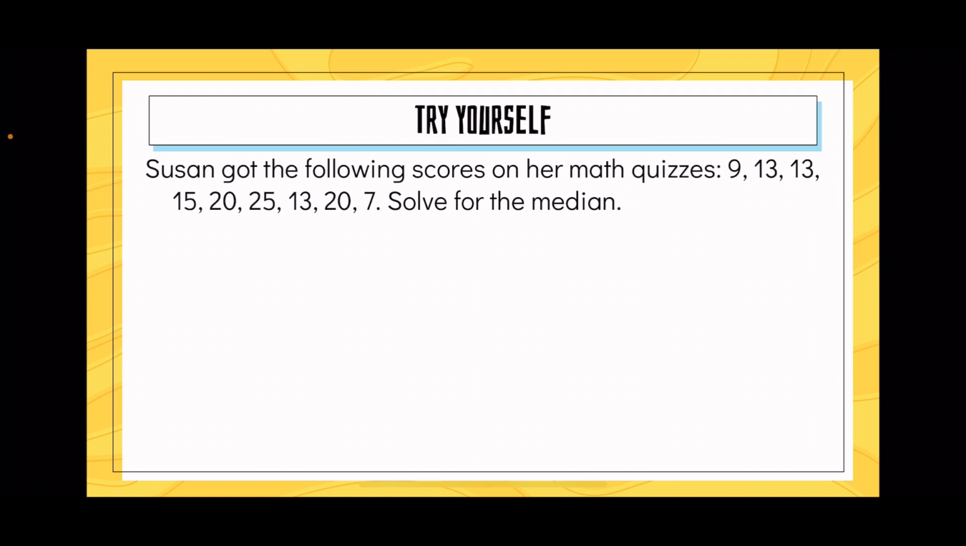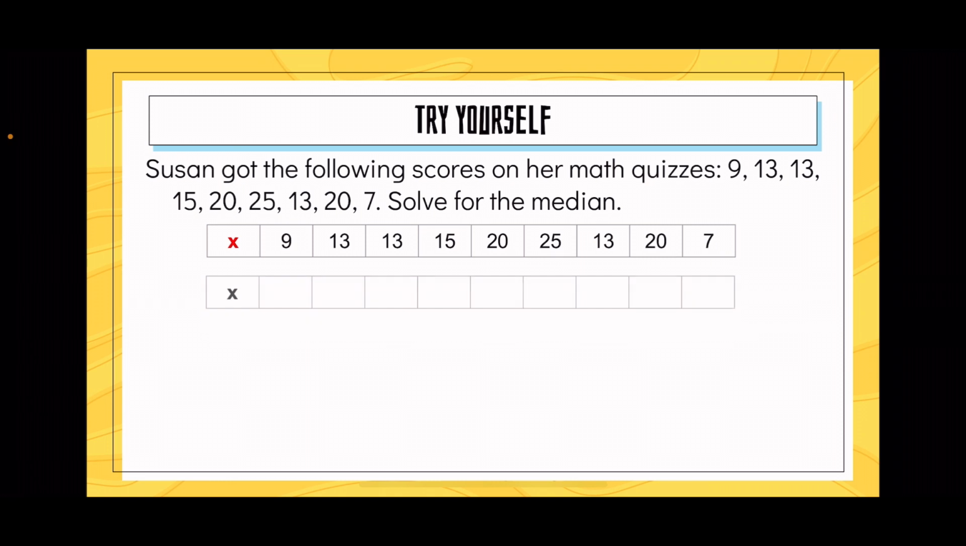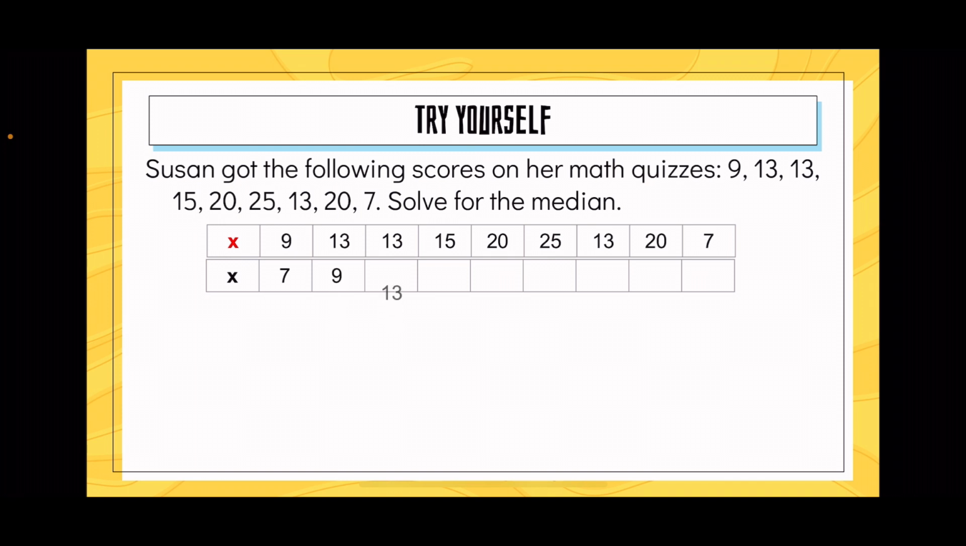So what is the first thing that you are going to do? You are going to arrange the data in order from lowest to highest. So what number do you think is the lowest among the given set of data? Very good. It's 7. After 7, we have 9. Then we have 13, another 13, another 13, then 15, 20, 20, and the last number is 25.